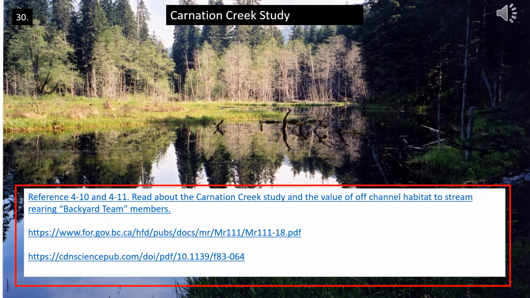They're really interesting. And I think if you read them, you'll get a sense why off-channel is so important to our backyard team. And we'll be talking a little bit later about where off-channel does not exist, primarily because the streams have been changed so much and the landscape has been developed, why it's important to create and restore these off-channel habitats if we want our backyard teams to remain healthy into the future. Anyway, have a click on the two studies below. Really interesting reading if you want to learn more about off-channel habitat.